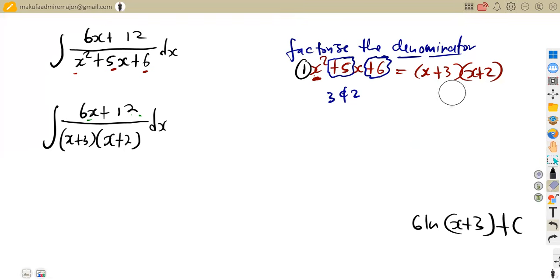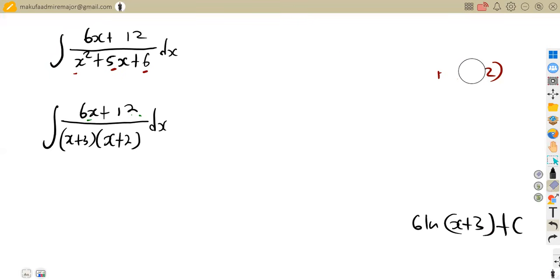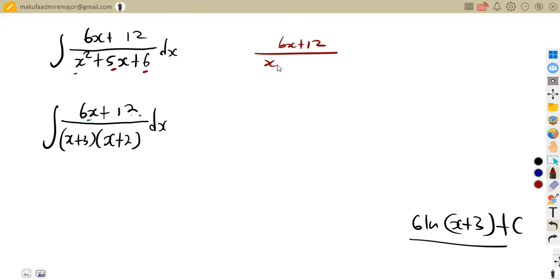So let's see. We have the answer there. We want to see if we are going to have the same answer like this. Remember, from our partial fractions, we are going to express 6x plus 12 over (x plus 3)(x plus 2). We've got linear factors, so it's going to be A over the first factor, x plus 3, plus B over the second factor, which is x plus 2.